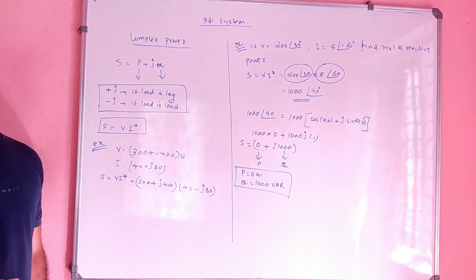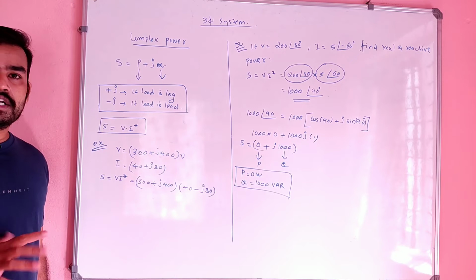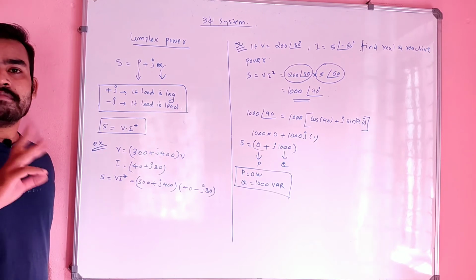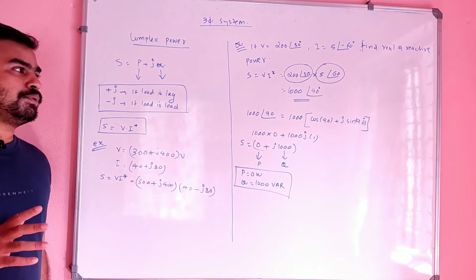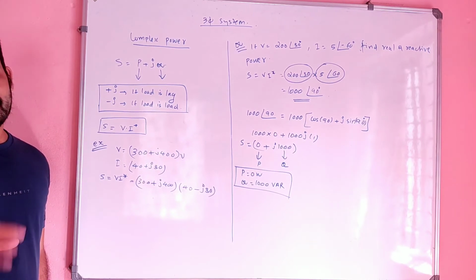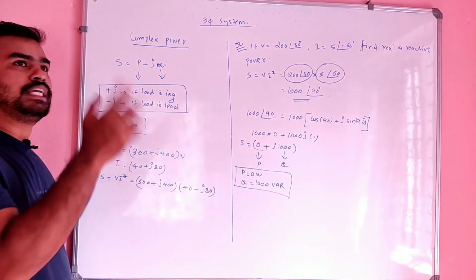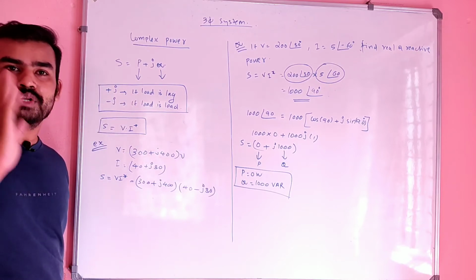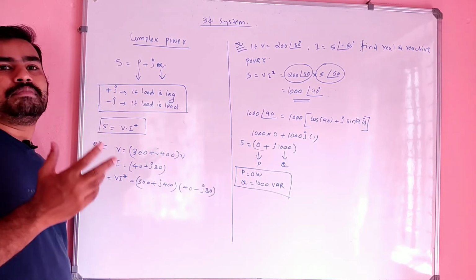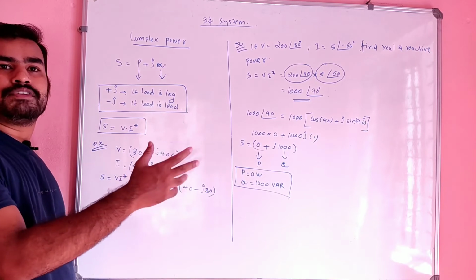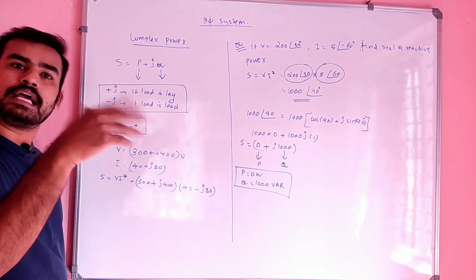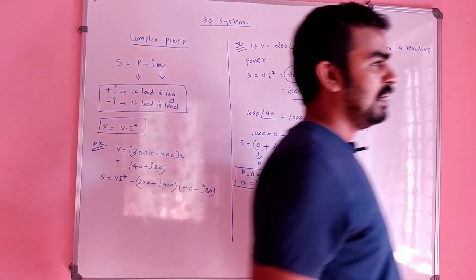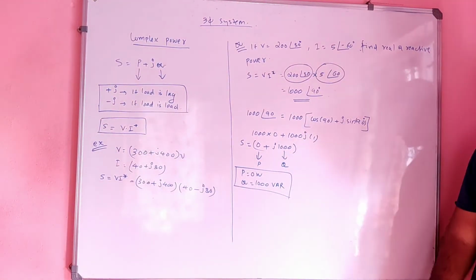So complex power, I will say once again. If voltage and current are given in complex terms, then ordinary multiplication will not be used there, so we have to use the term complex power. That complex power is S is equal to V into I conjugate. The conjugate of A plus jB format will be A minus jB. For R angle theta, the conjugate will be R angle minus theta.